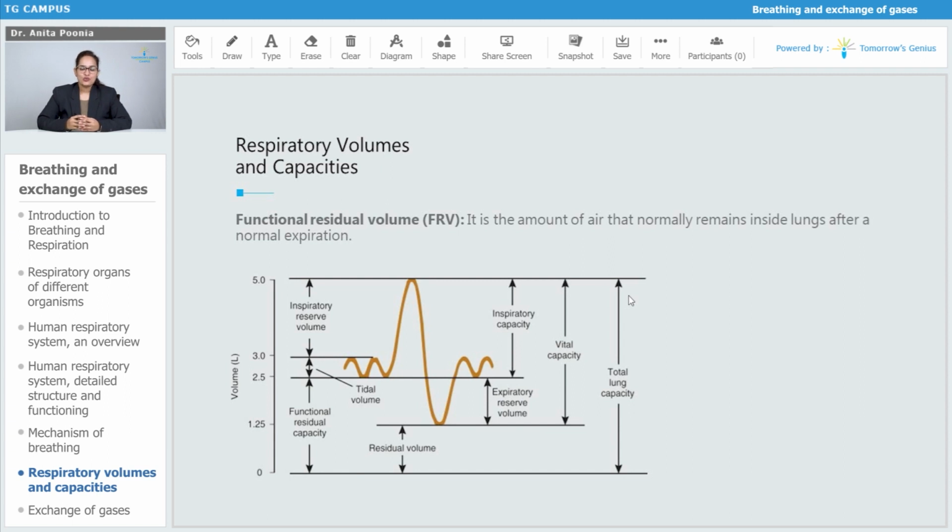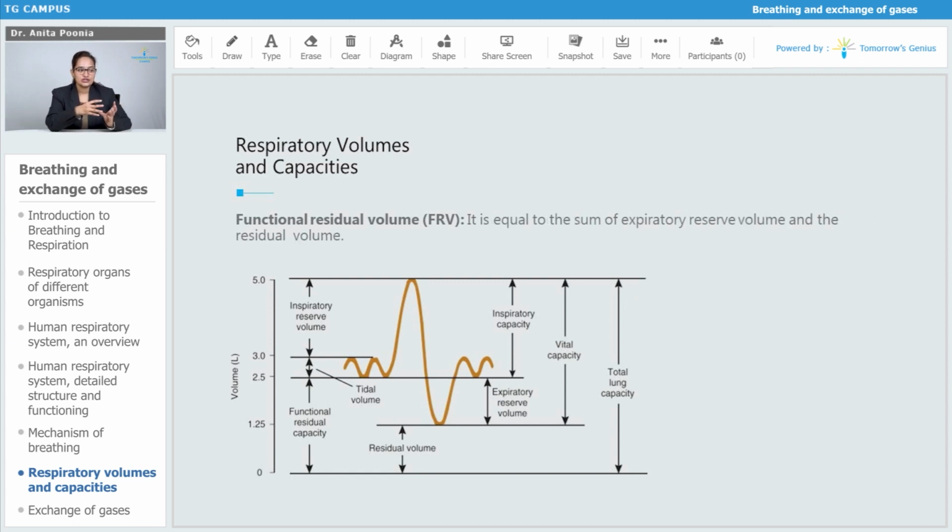Now students, we will be taking a look at the respiratory volumes and capacities. So in here, the functional residual capacity, how do we find it, or how do we know what is it? So it is the amount of air that normally remains inside the lungs after a normal expiration.